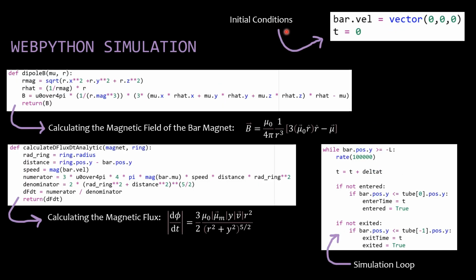Then in my code, I continued to define the initial conditions as this right here: time was 0 and velocity started as 0. And then I used this equation for calculating my magnetic field with the bar magnet using this formula right here. And then this formula was used for calculating the magnetic flux as stated in this formula. And then here's just the simulation loop I put it through so it would model and simulate the bar magnet actually falling through the tube.